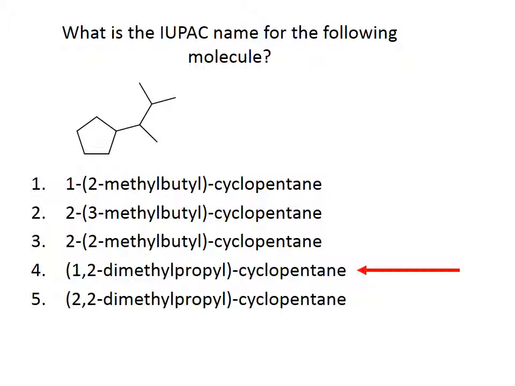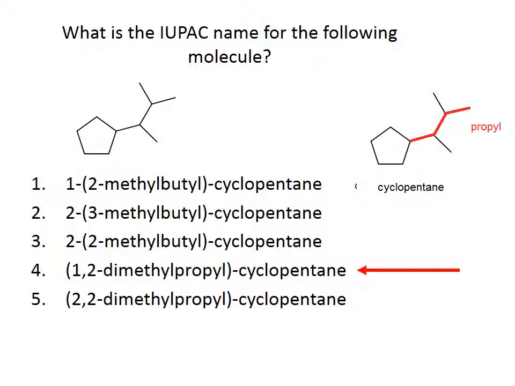Okay, if I look, this is the correct name. Let's look and see why. This is a cyclopentane here. Attached to the cyclopentane is a 1, 2, 3. That's the longest chain of that attached. So that is a propyl that is attached that has 2 methyl groups on it.